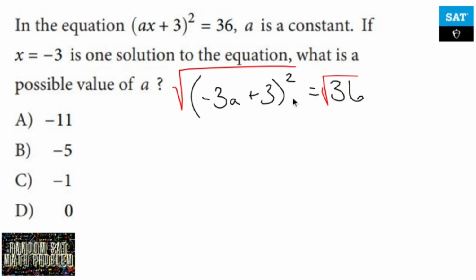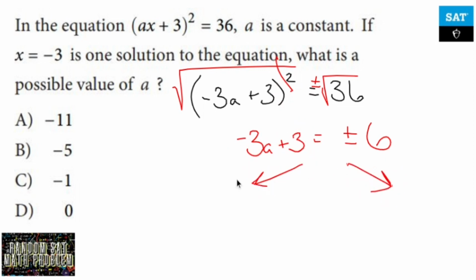Now, be very, very careful. When you square root both sides, attach the plus or minus symbol to the right side. So the right side is the square root of 36 with a positive or negative symbol attached, positive or negative 6. On the left side, the square root of blah blah blah squared is blah blah blah. They cancel each other out. Now I have 2 separate equations: negative 3a plus 3 equals positive 6, and negative 3a plus 3 equals negative 6. I'm going to get 2 answers.